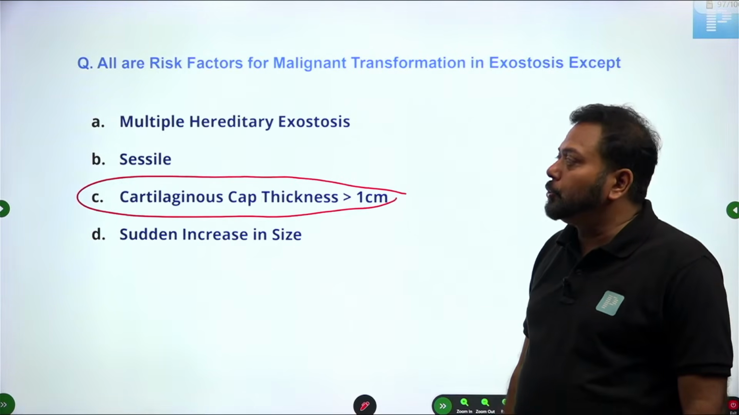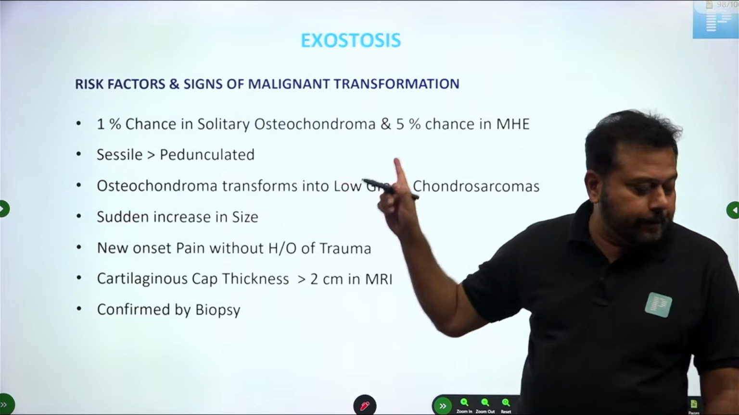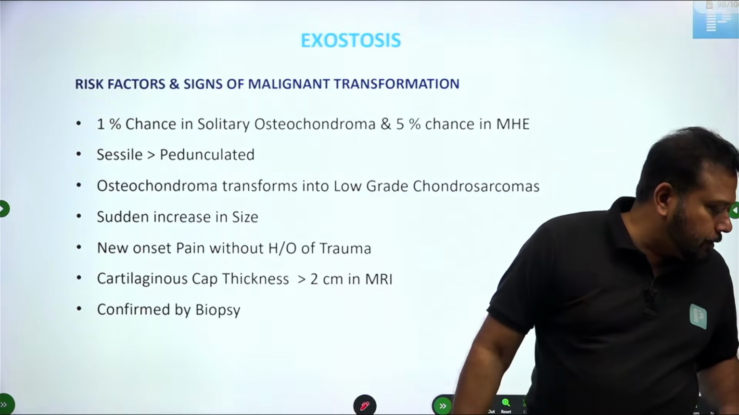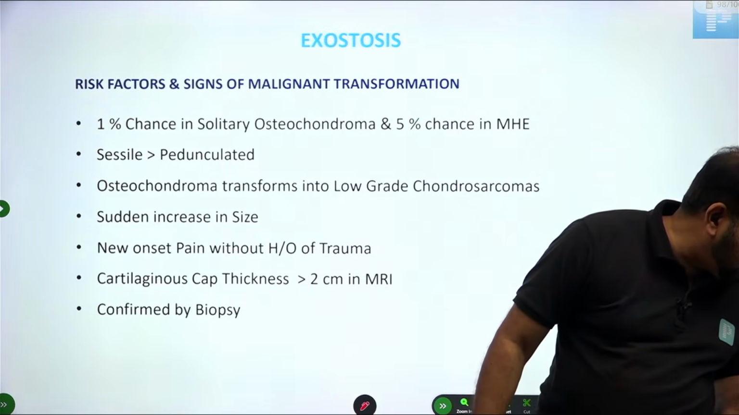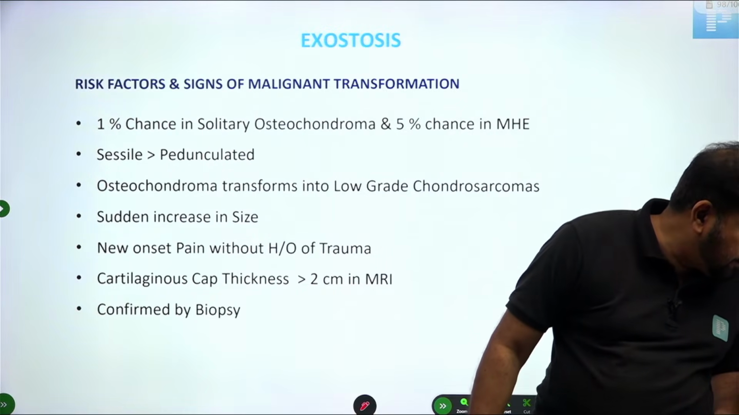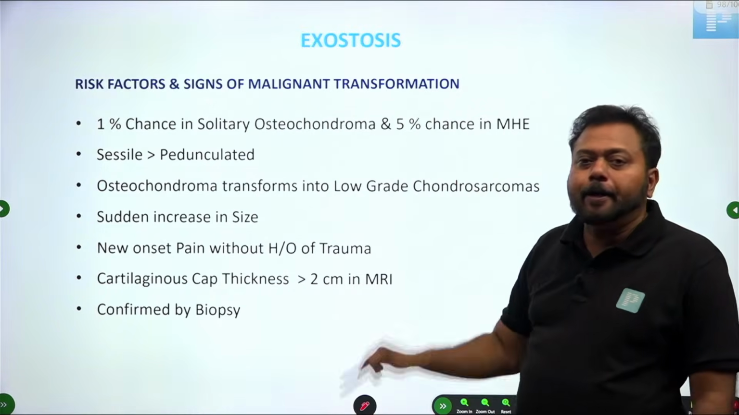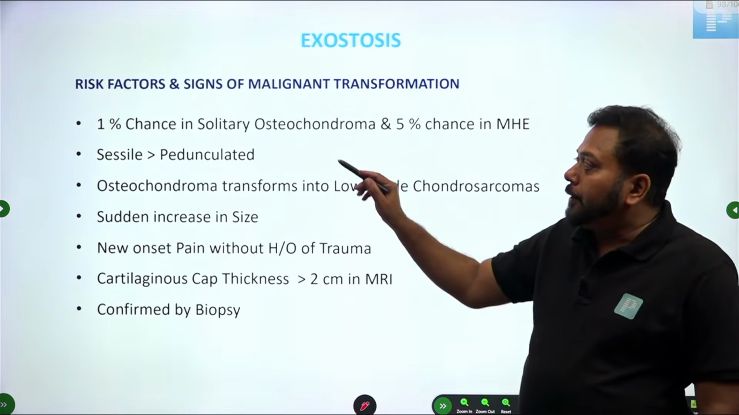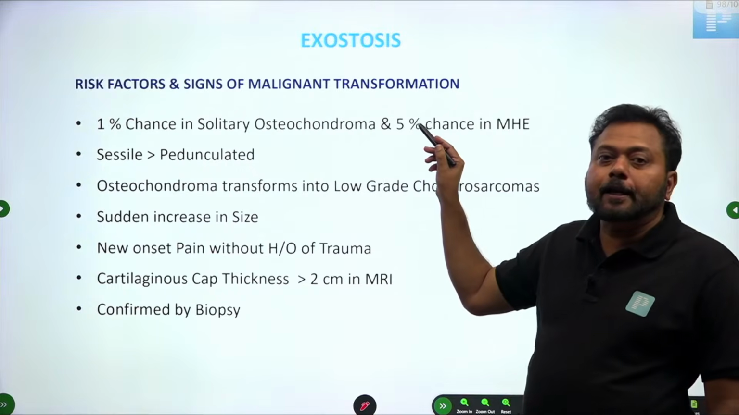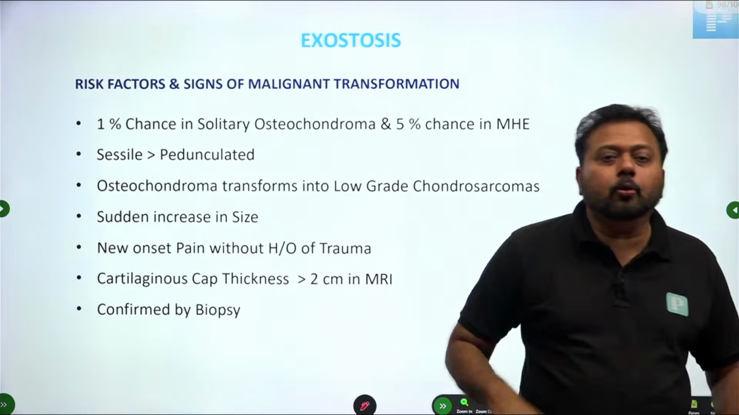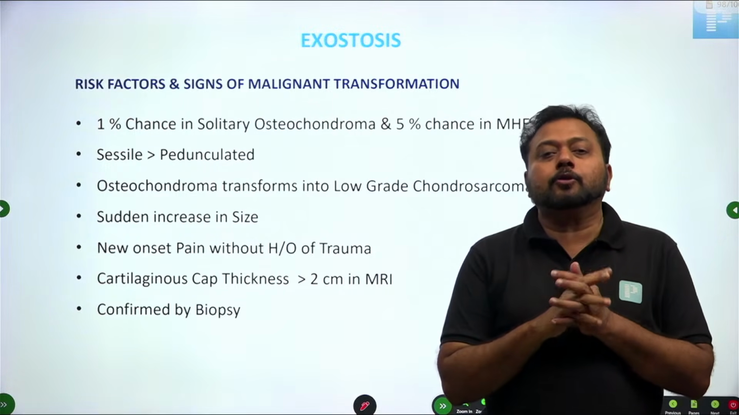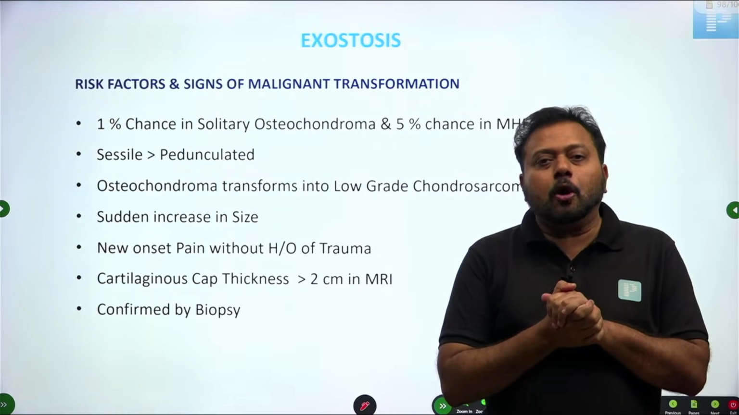Now you see this again in the topic exostosis. This is a very, very important question: risk factors and signs of malignant transformation of exostosis. We all know exostosis is otherwise called osteochondroma, the most common primary benign bone tumor.